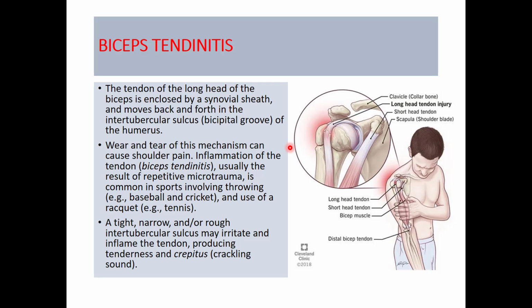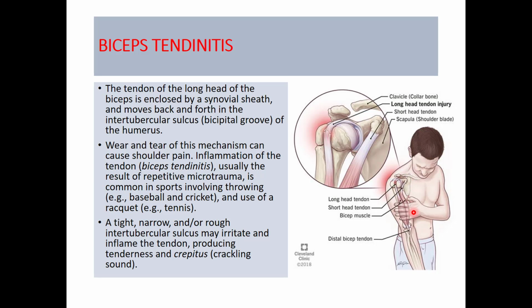Then there can be biceps tendinitis. Itis means inflammation, so there can be inflammation of the tendon of the biceps muscle. The tendon of the long head of the biceps is enclosed by a synovial sheath and moves back and forth in the intertubercular sulcus, which is the bicipital groove of the humerus. In the humerus, there is a bicipital groove which is present here. So this is where the long head of the biceps is crossing.